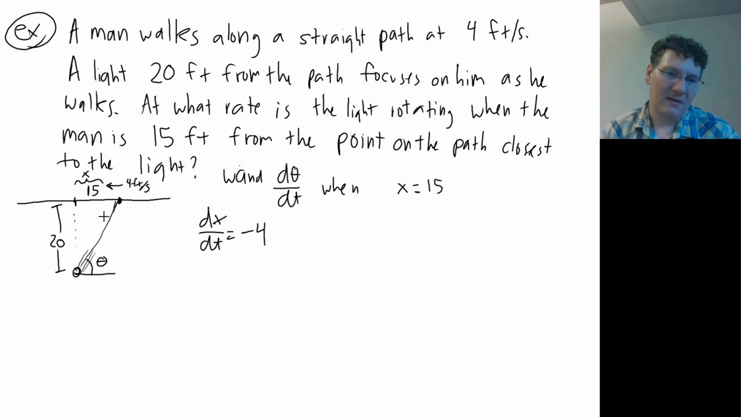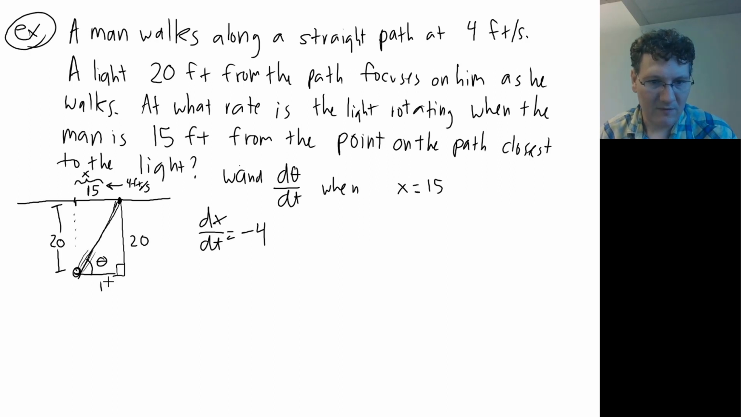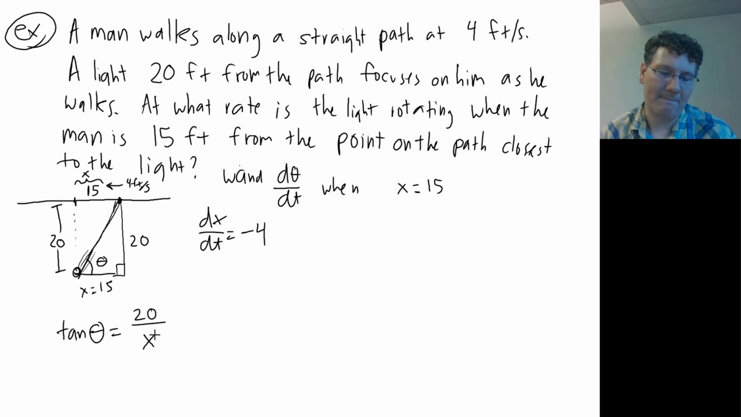Now the angle that this spotlight makes with the axis is going to be found using a tangent. Let's write this. I'm going to put this right triangle over here. We have 20. We have 15. So this is a constant 20, and this is going to be x. So the tangent of theta is, remember, the vertical over the horizontal, that's going to be 20 over x. All right, so 20 over x is the tangent of theta.